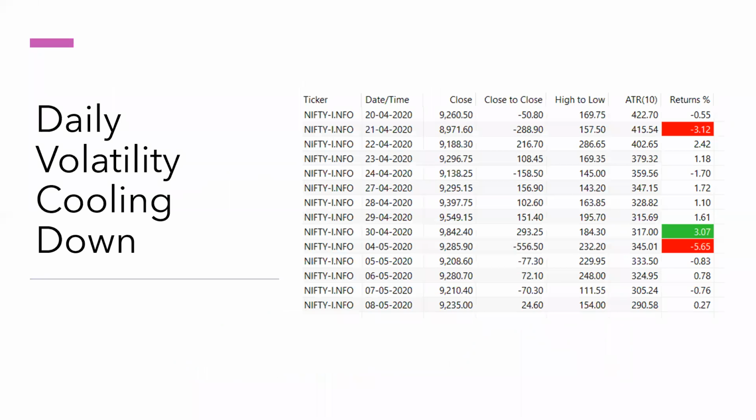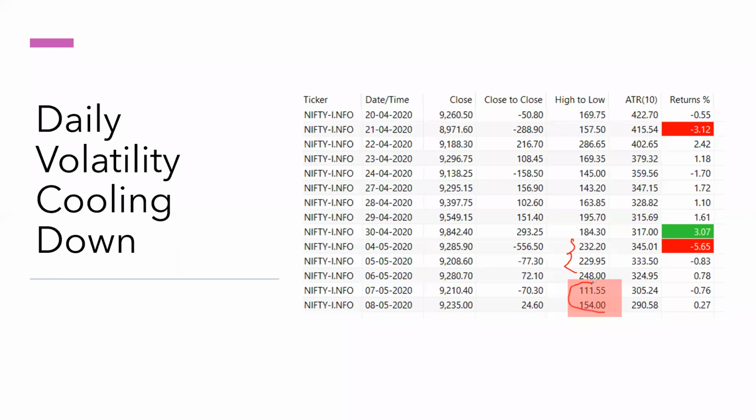Right, and I also showed that the daily volatility is cooling down. The volatility for the last couple of days has been one of the lowest, and I expect this volatility to continue in the next 4 days also. In the entire next 4 days, we are going to see an intraday volatility of approximately less than 200 points. Previously, we used to have 200 plus points with a little bit of improved volatility.